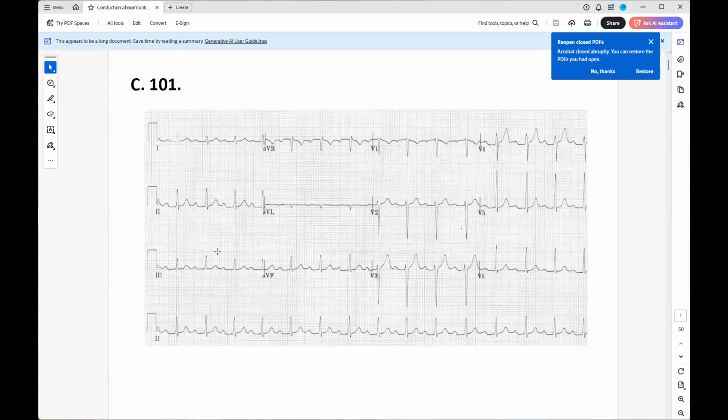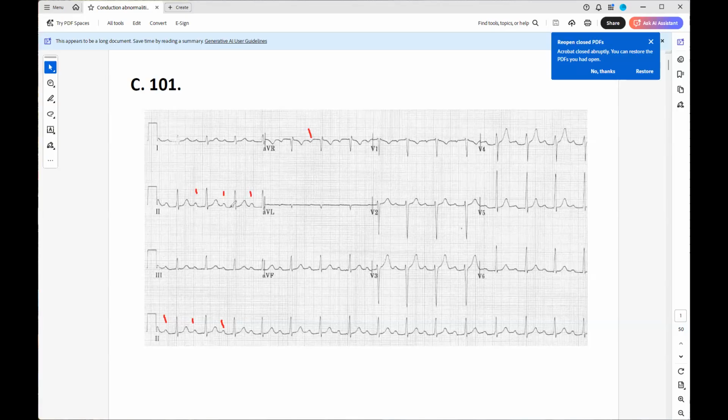Okay, so let's see. First of all, we have to look at the rhythmicity. This is rhythmic, fine. The heart rate is around 100, a little bit less than 100, so we can say 90. That's fine, period. The next one we have to look at, what we learned, is do we have a P wave? Yes, we do have P waves, and the P's are coming regularly. All right, so that's fine. So we do have sinus rhythm because the P wave is positive in lead number 2 and negative in aVR, and they look the same in shape.